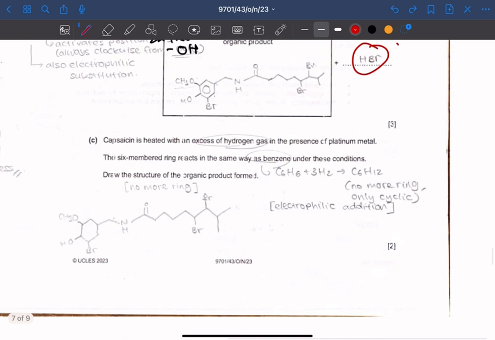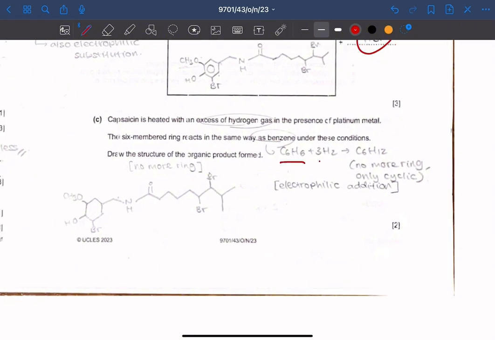So we know that benzene reacts with hydrogen gas. Benzene with hydrogen gas forms C6H12. Because we know that benzene is made of double bonds, these double bonds, when reacted with H2, form single bonds. So it becomes a cyclic compound.